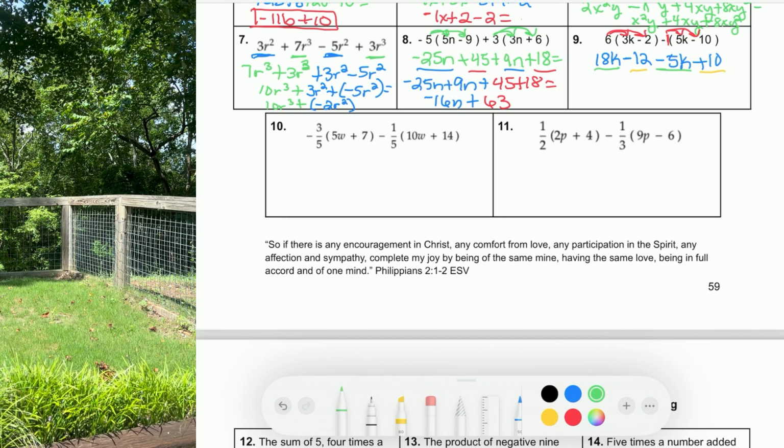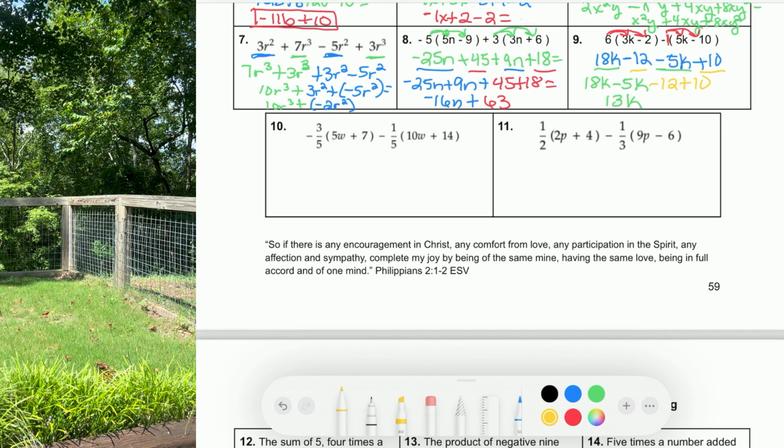So 18k minus 5k minus 12 plus 10. So 18k minus 5k is 13k. And then a -12 plus 10. They're different signs, so we take the difference, which is a 2, keep the sign of the larger, which is a 12, so that's a minus. So our answer is 13k minus 2.